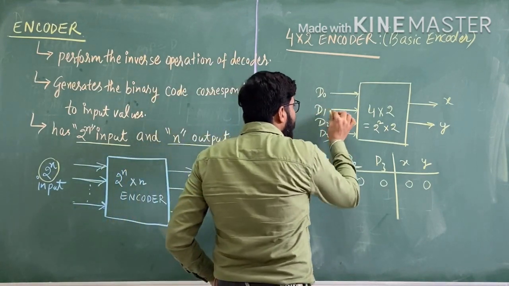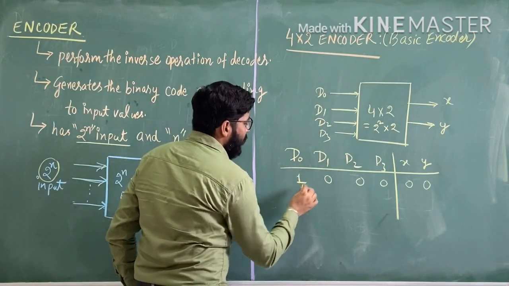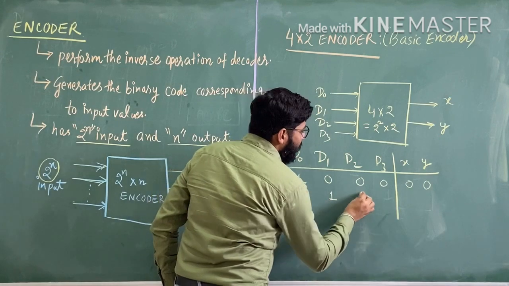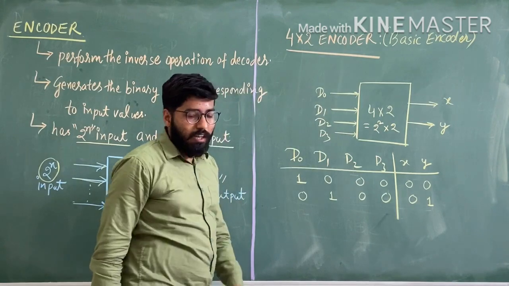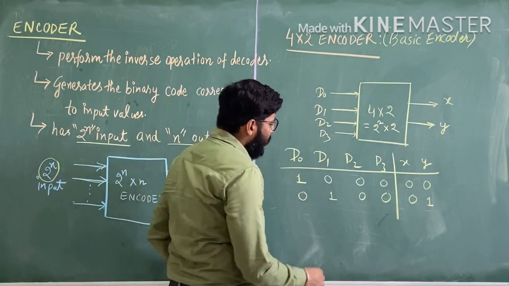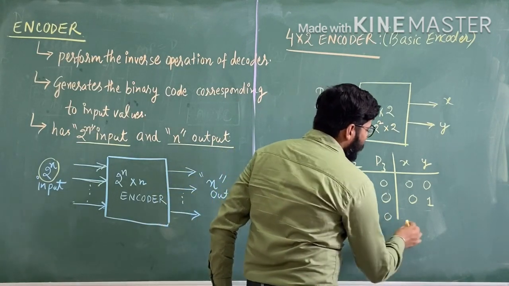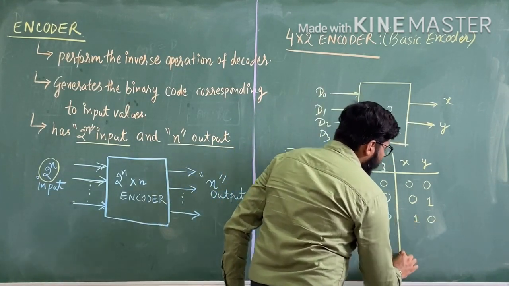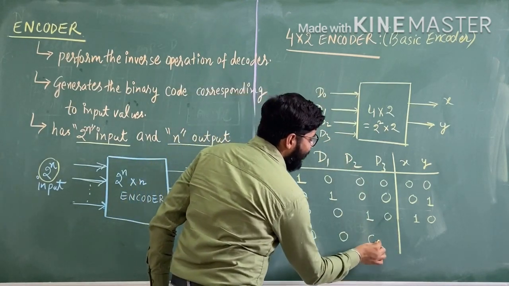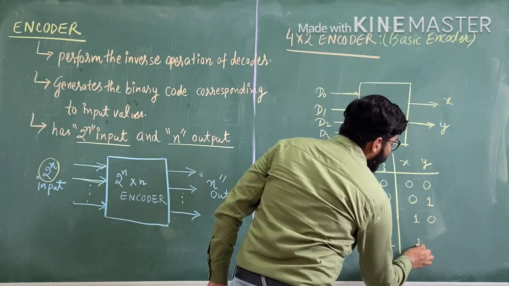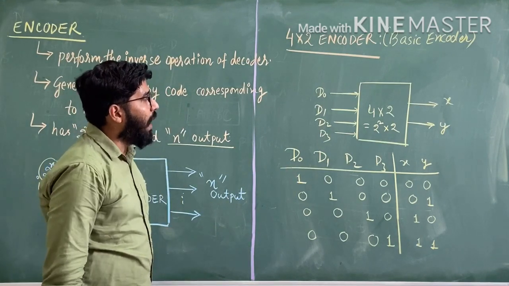Suppose we have an input D1, and the remaining bits are 0 except D1. So this is 0, this is 1, this is 0, this is 0. So we have an output 0, 1. Now if we have a D2 input, this is 0, this is 0, this is 1, and this is 0. We have 1, 0. Now if we have a D3 input, the remaining bits are 0 except D3. So we have 1, 1. So in this way, we design a 4 cross 2 encoder.